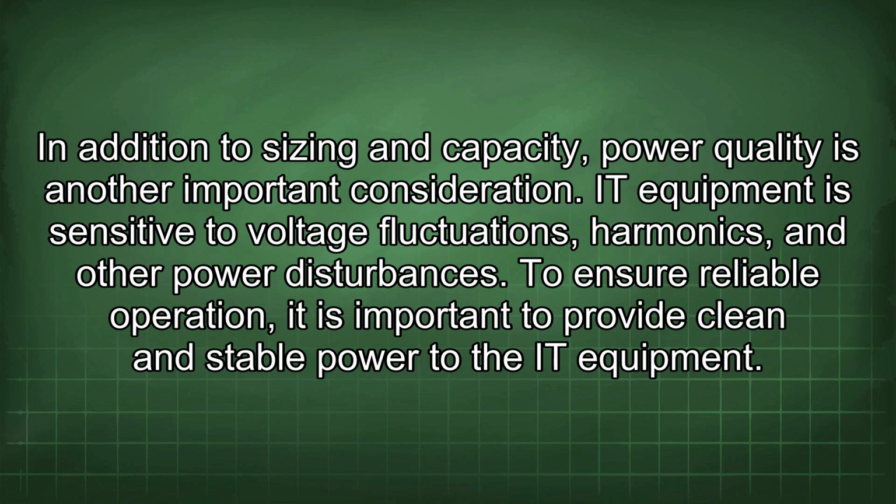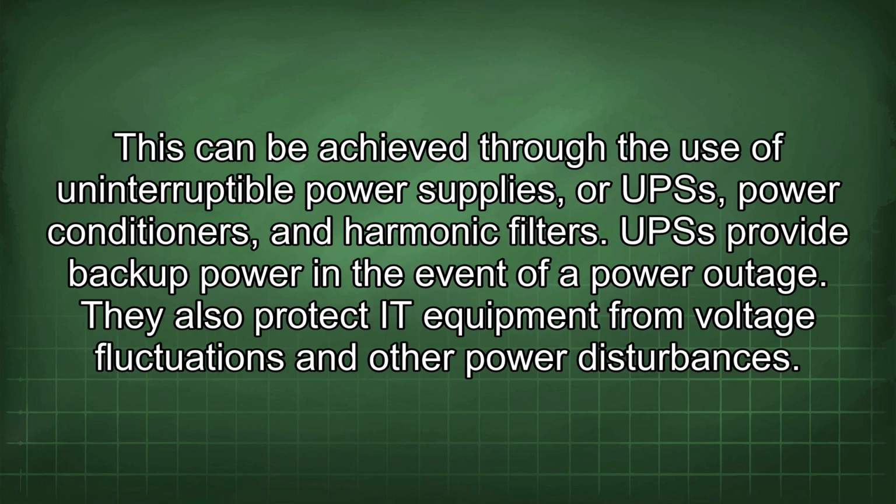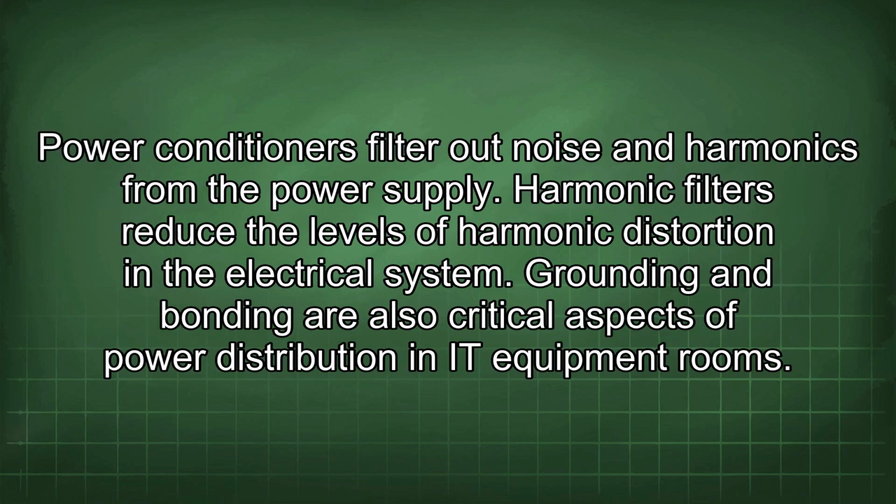IT equipment is sensitive to voltage fluctuations, harmonics, and other power disturbances. To ensure reliable operation, it is important to provide clean and stable power to the IT equipment. This can be achieved through the use of uninterruptible power supplies, or UPSs, power conditioners, and harmonic filters. UPSs provide backup power in the event of a power outage. They also protect IT equipment from voltage fluctuations and other power disturbances. Power conditioners filter out noise and harmonics from the power supply. Harmonic filters reduce the levels of harmonic distortion in the electrical system.